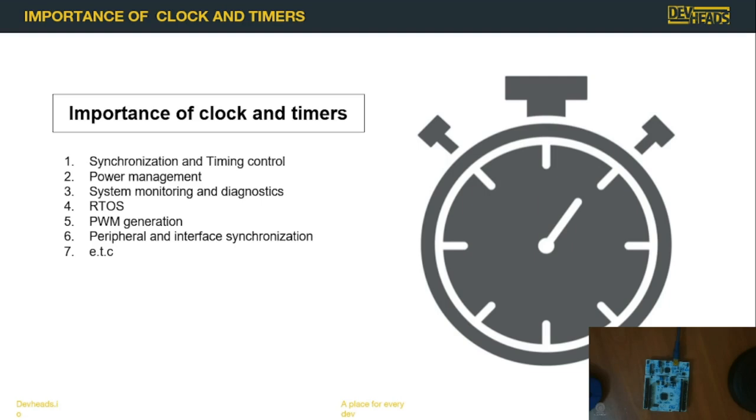The first one is synchronization and timing control. The clocks provide synchronization, whereas timers provide precise control over timing intervals and periodic events, and also create delays within the system. So whenever you say you want a hard delay of this time, then you use the timers.